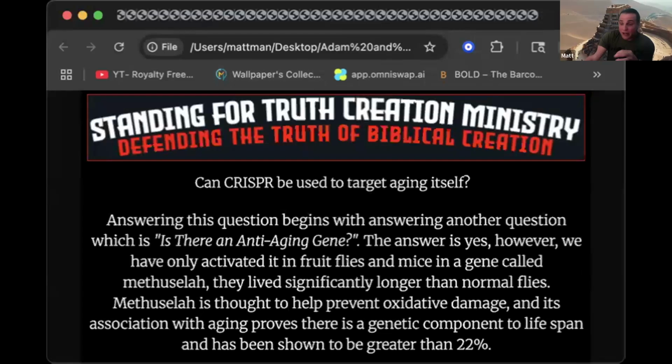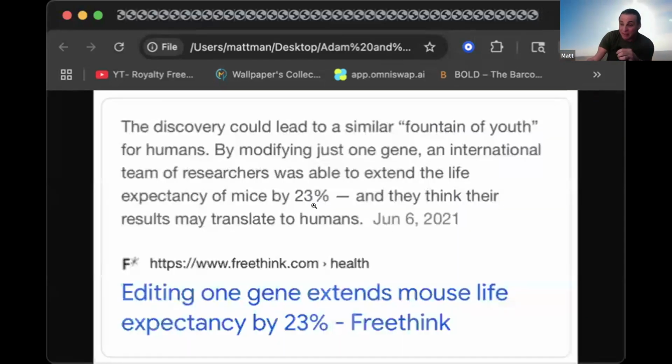And we've now actually done this with animals. Flies and mice both have been done. They call it the Methuselah gene. They found a gene that makes you live longer, and they activated it, and they live 22% longer. That's just a single gene. They did the same thing in mice. They live 23% longer.